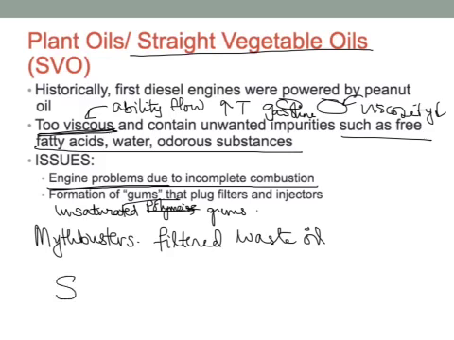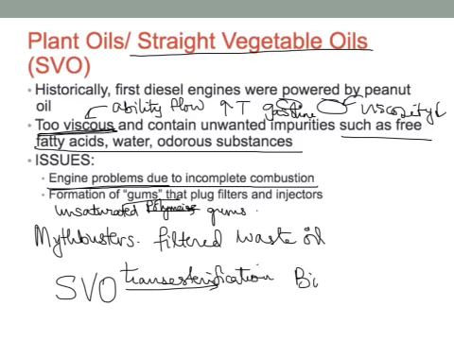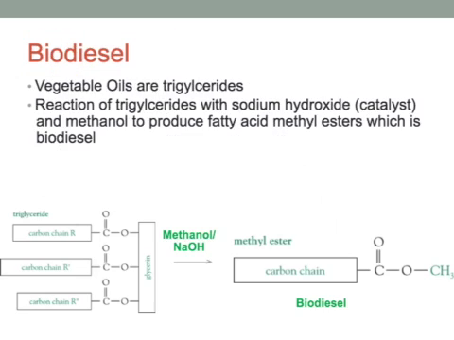So instead of using straight vegetable oils, what you do is you take these straight vegetable oils and you do what is known as a transesterification reaction to produce biodiesel, which has much better burning characteristics. Vegetable oils themselves are very viscous. They're also corrosive to the engines, and therefore we will convert them to biodiesel using a transesterification reaction.